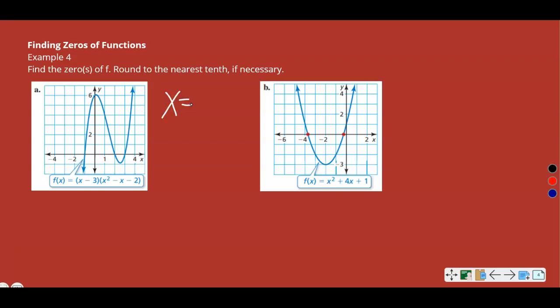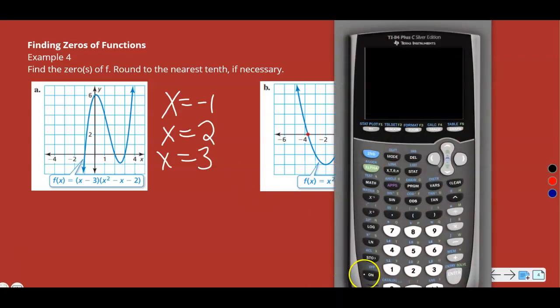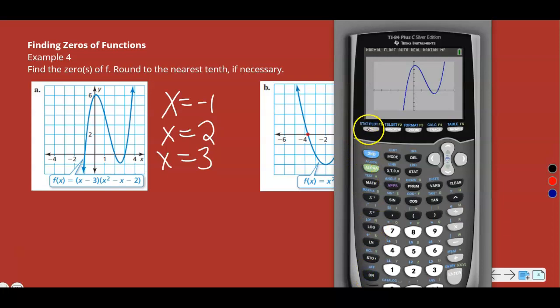If it looks like it crosses at an exact point, it makes it a little easier, but we still need to check it. You can check it in a couple different ways. I have already graphed this exactly like it said: x minus 3 times x squared minus x minus 2, and I hit graph.